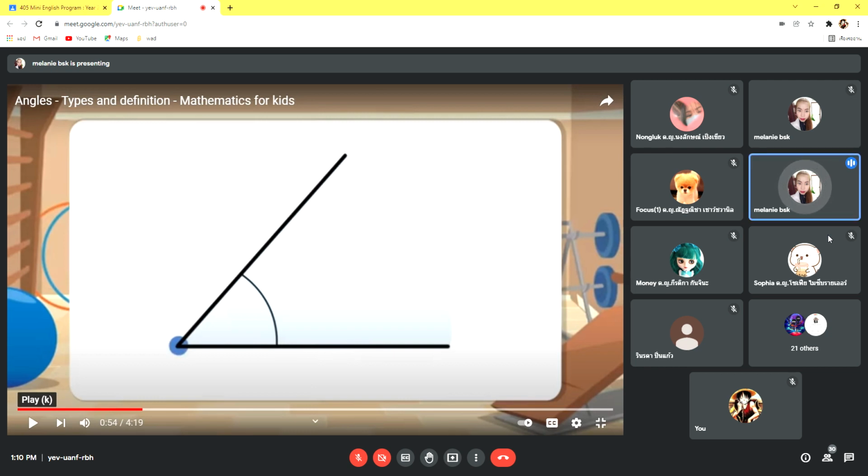Okay, so we are done with this one, children, last time, right? Okay, so here we go. Okay, so what do you call the point at the middle of the angle? At the center of the angle? A vertex. Okay, it is a vertex. Okay, so what do you call these lines?